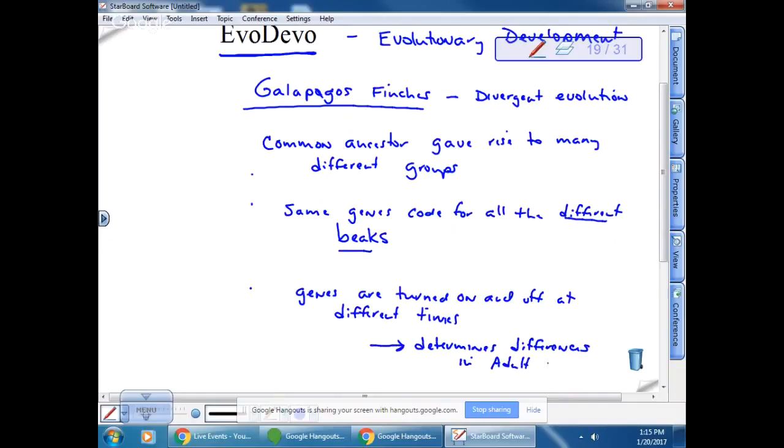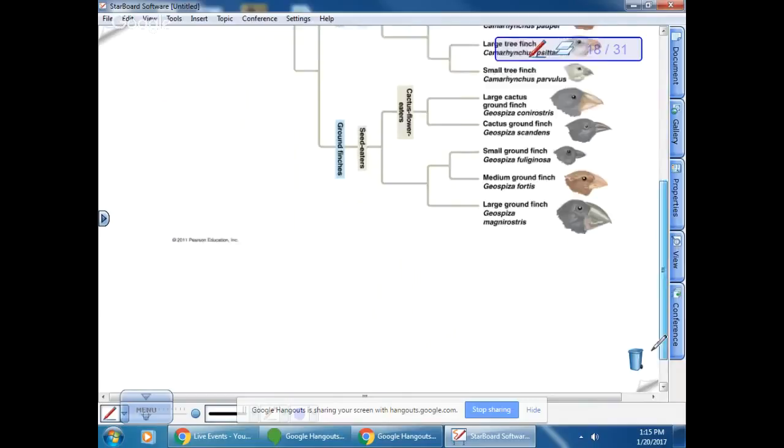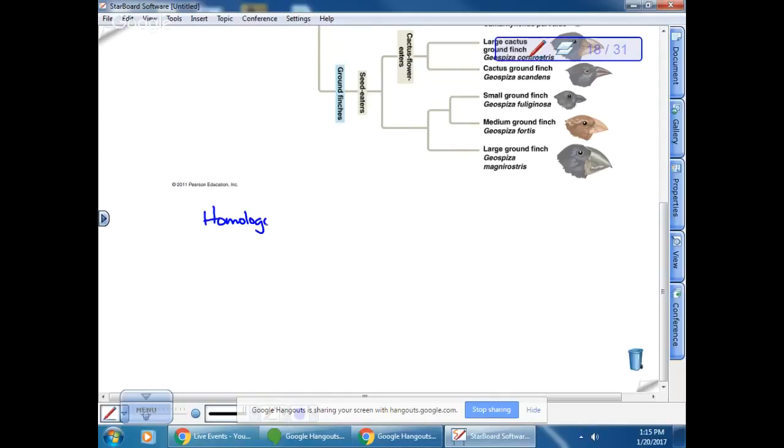So it's the regulation of the genes and the timing of their turning on and turning off that determines all the differences that we see, right, in the beaks. Okay. So we would say that these beaks are homologous, right? So they have the same evolutionary origin, so they are homologous, but they are also analogous. So I wanted to distinguish between these two terms. So homologous would be same evolutionary origin.